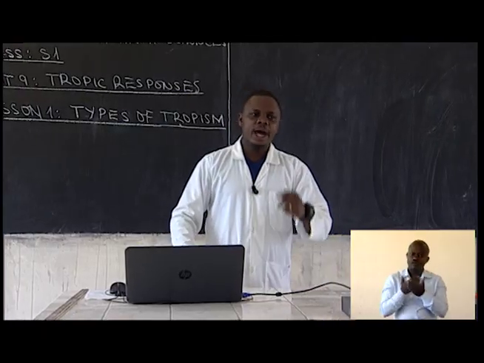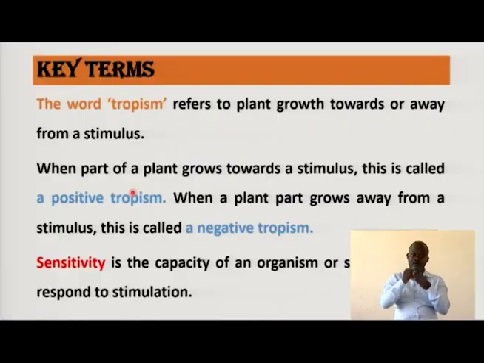Now, when part of a plant grows towards a stimulus, this is called positive tropism. That means when the plant grows or moves towards the stimulus, that is what we call positive tropism. When a plant part grows away from a stimulus, this is what we call negative tropism.